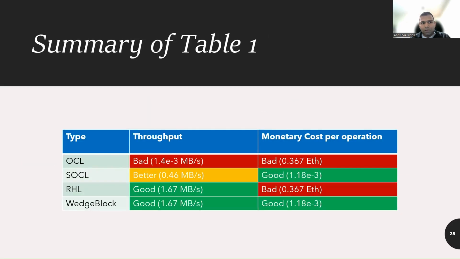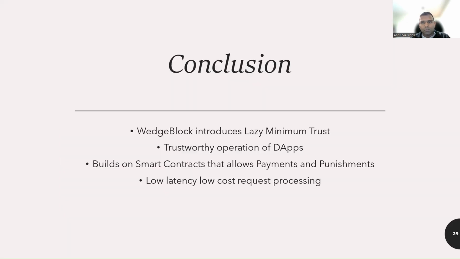As we can expect, OCL performs the worst because we need to write to the blockchain everything that the client wants to write. Thus, it has bad throughput and a higher monetary cost. SOCL performs better. However, the throughput is lower. The monetary cost per operation is also lower because we can batch multiple digests and write them to the blockchain. RHL performs well in throughput. However, since we write everything onto the blockchain, the monetary cost is high. WedgeBlock is the only system that performs well in both scenarios.